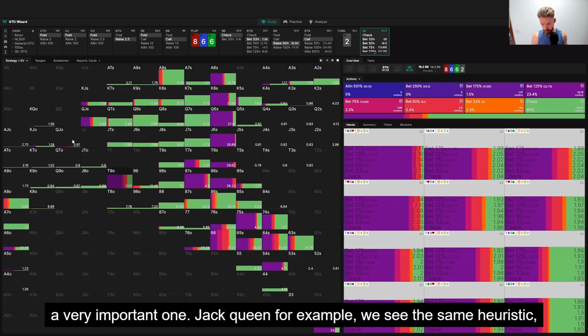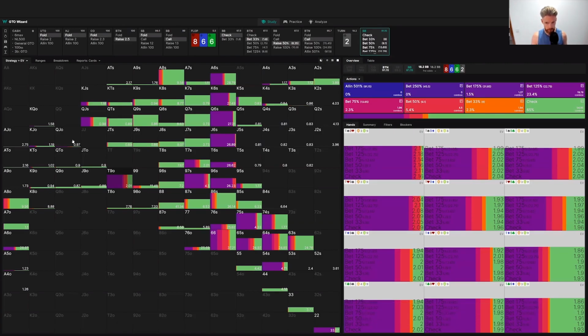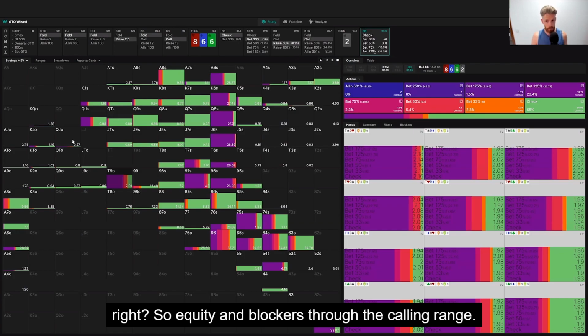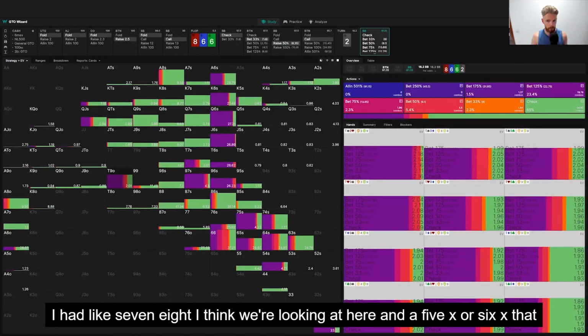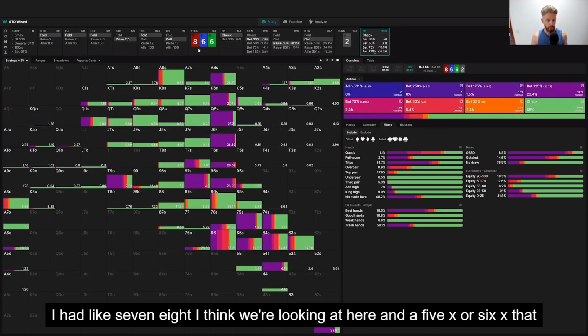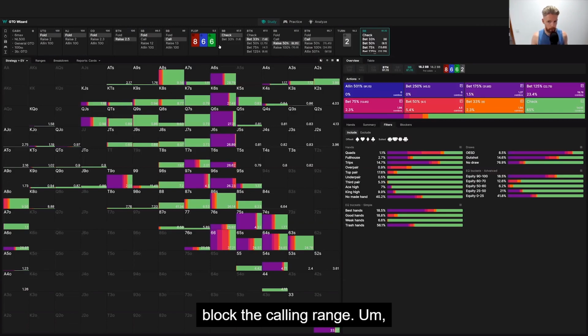So Jack Queen, for example, we see the same heuristic. All right, so equity and blockers to the calling range. It was the same on the A-6-5. Equity with, for example, a hand like 7-8. I think we're looking at here, and a 5x or 6x that block the calling range.